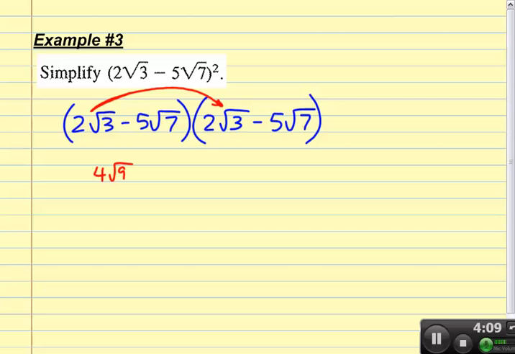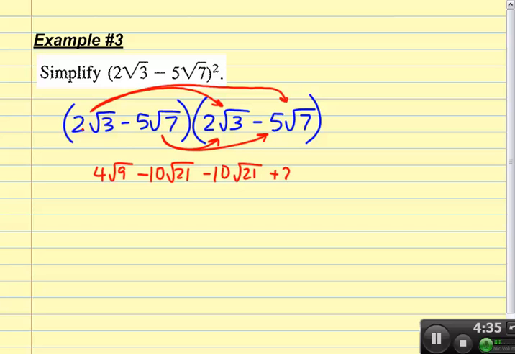All right? Now let's multiply this. 2 times negative 5 is minus 10. And then root 3 times root 7 is root 21. Okay. Now let's multiply here. Negative 5 times 2 is minus 10. And root 7 times root 3 is root 21. Now when I multiply here, that's going to give me negative 5 times negative 5 is positive 25. And then root 7 times root 7 is root 49.